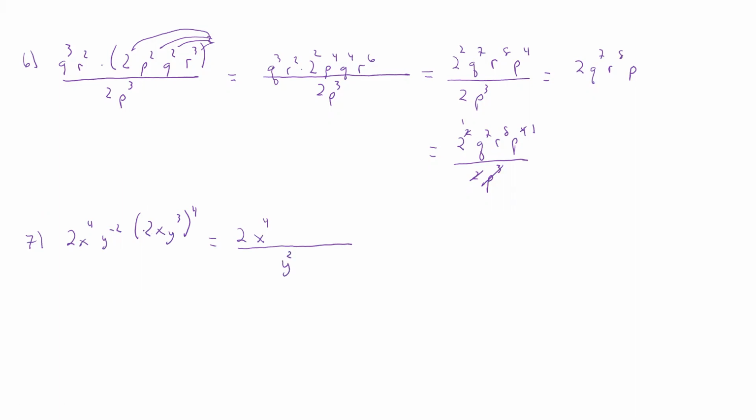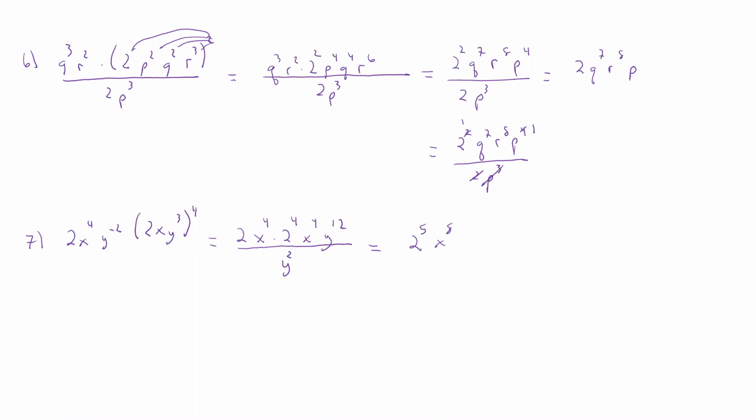And now we've got everything in here raised to the power 4. So this now is times 2 to the 4th, x to the 4th. Now 3 times 4 is 12, so that's y to the 12. All right. So now what do we have? Well, we have a 2 here and a 2 here. We have a 4 plus 1 is 5, so that's going to give us 2 to the 5th. And we have x and x, so that's 4 plus 4 is 8, so that's going to be x to the 8th.